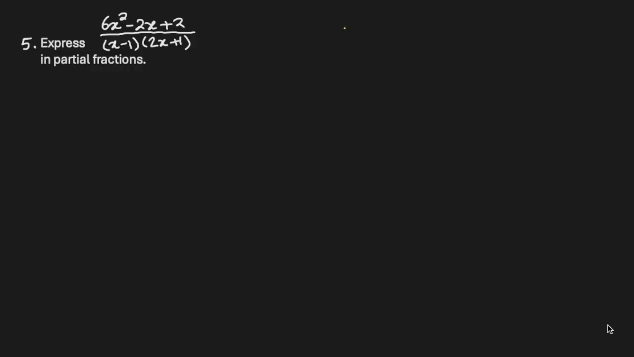Question 5. Express this in partial fractions. Straightforward, no big deal. The only big deal is that the degree of the denominator is 2 and the degree of the numerator is also 2. So we can't straight away start our process. We have to divide first. So first let's convert x minus 1, 2x plus 1, the denominator. Let's expand this so that we can divide.